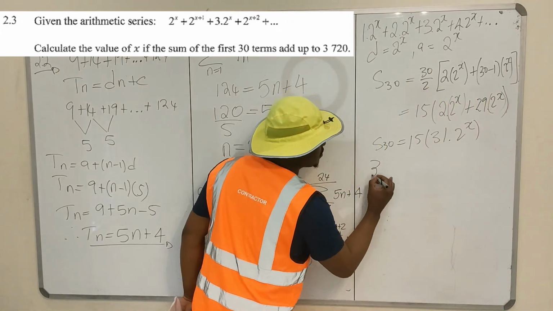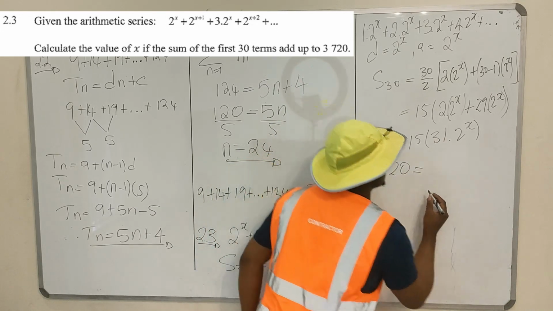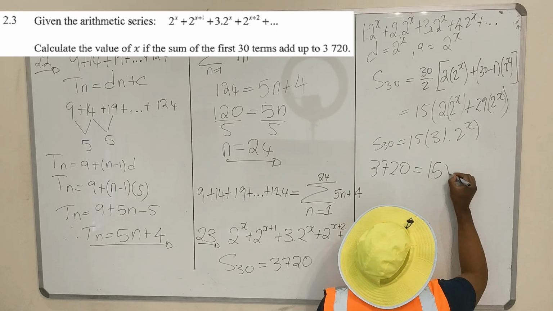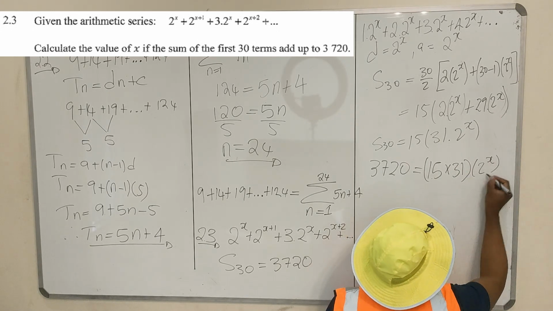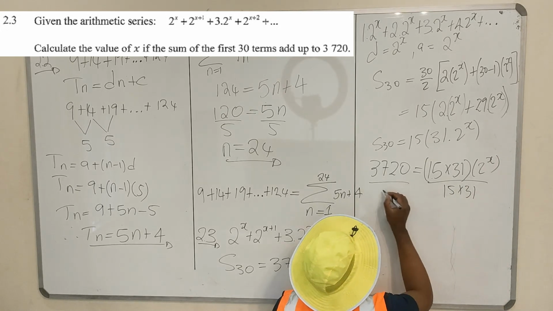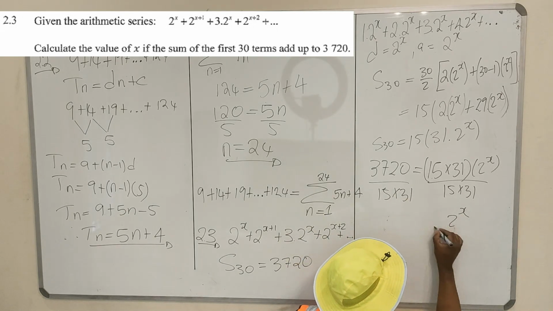So you know what this is. It's 3720. 3720 is equal to 15 times 31 times 2 raised x. So divide by 15 times 31, divide by 15 times 31. So your 2 raised x is equal to what?